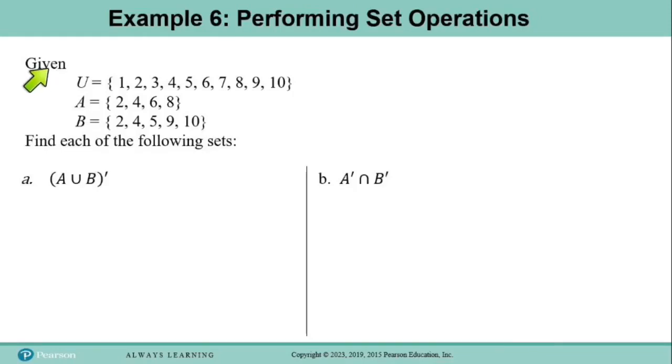So it says, given these three sets, find each of the following sets. And the set U that they gave us is the set containing 1, 2, 3, 4, 5, 6, 7, 8, 9, 10.